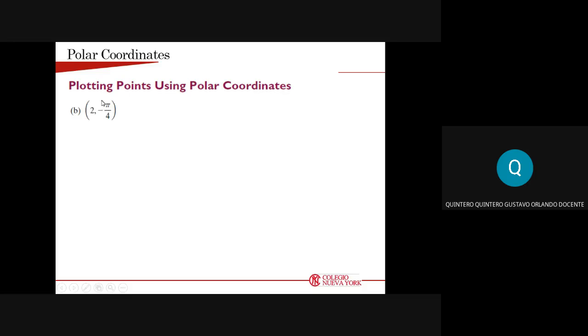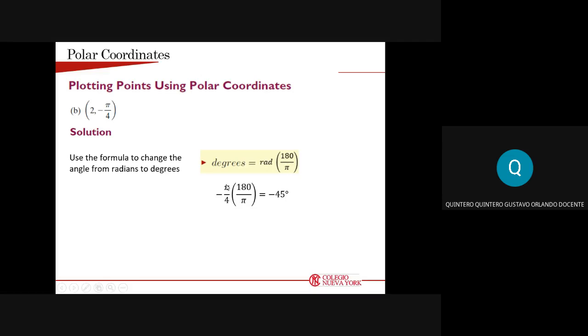How about this one? What happens if the angle is negative? 2, negative pi over 4. We're going to do the exact same process. Now, plotting radians is kind of hard, so let's just change it into degrees. Negative pi over 4, if we put it in the calculator with the formula we have, is negative 45 degrees. So now we know we can plot 2, negative 45 degrees.